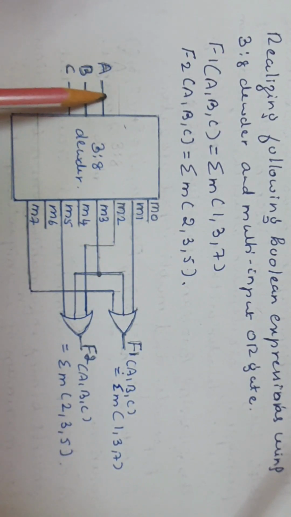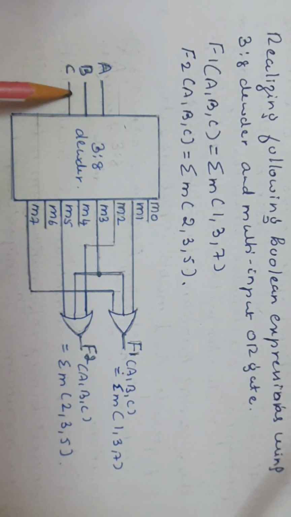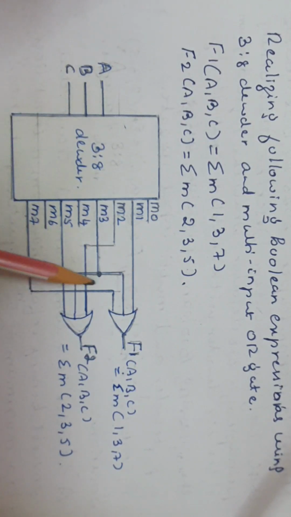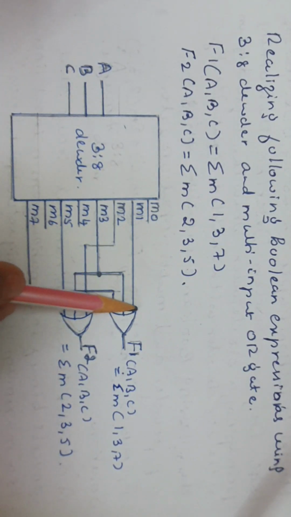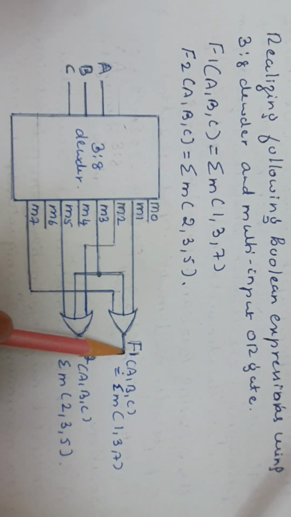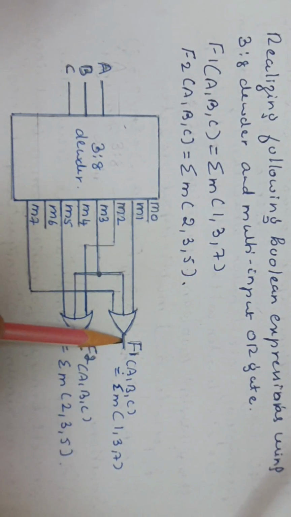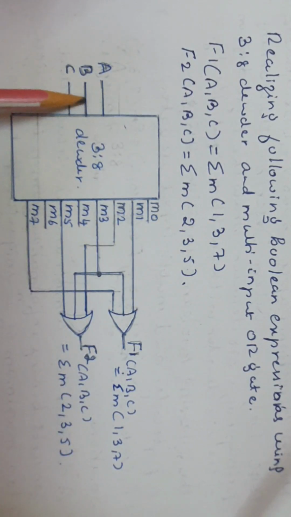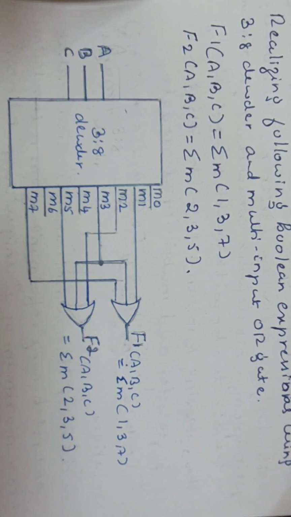Suppose the combination is 0, 1, 1, that is 3. Only M3 will go high. If the combination is 1, 1, 1, then only M7 will go high. So M1, M3, M7 are chosen and given as input to a 3-input OR gate, and the output will be F1 of ABC equal to sigma M of 1, 3, 7. It means we will get logic 1 output for any one of these input combinations. That is the implementation of F1.